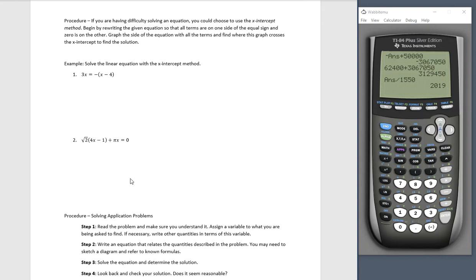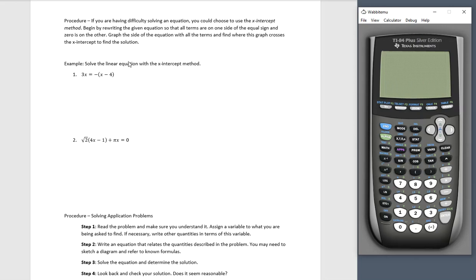All right, so here's a little procedure. If you're having difficulty solving an equation, you could choose to use the x-intercept method. What the x-intercept method uses is a graphing calculator. So let's go through just a couple of these. I'm going to go through one of them to show you how it would work, and then I'll do the other one to show you why it's sometimes necessary.